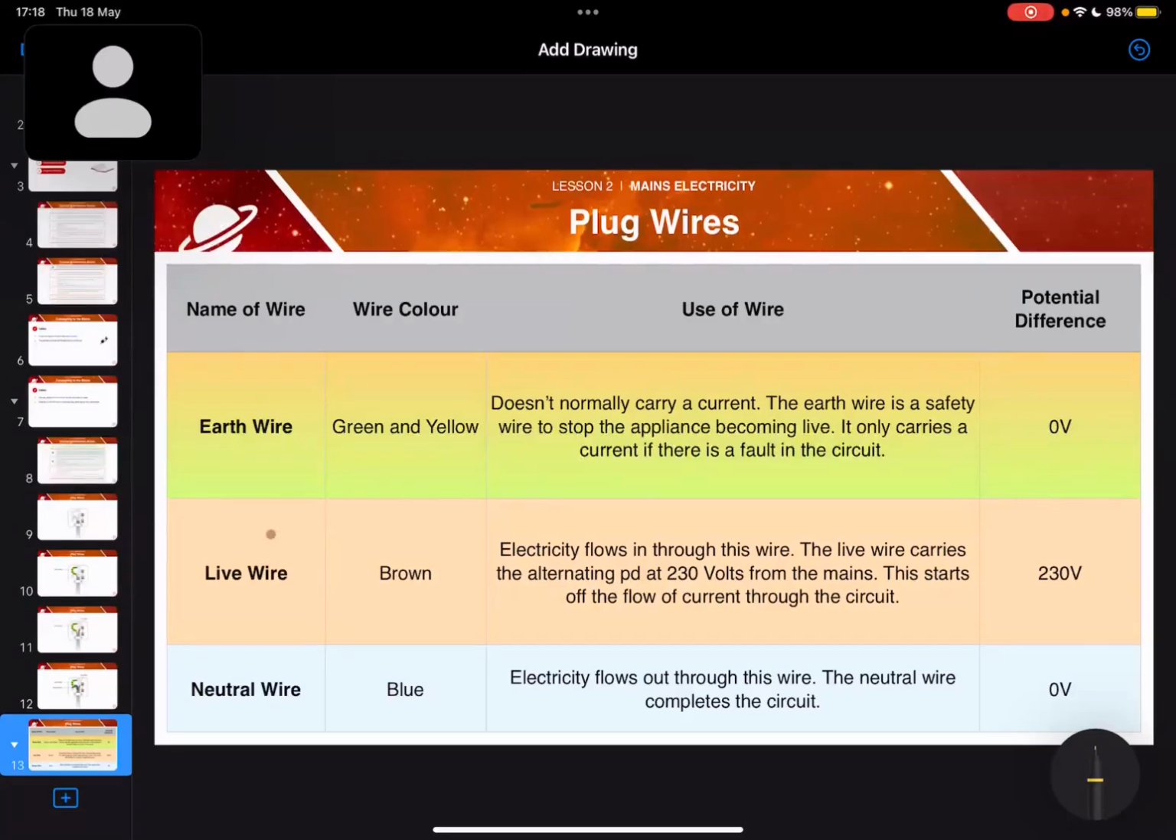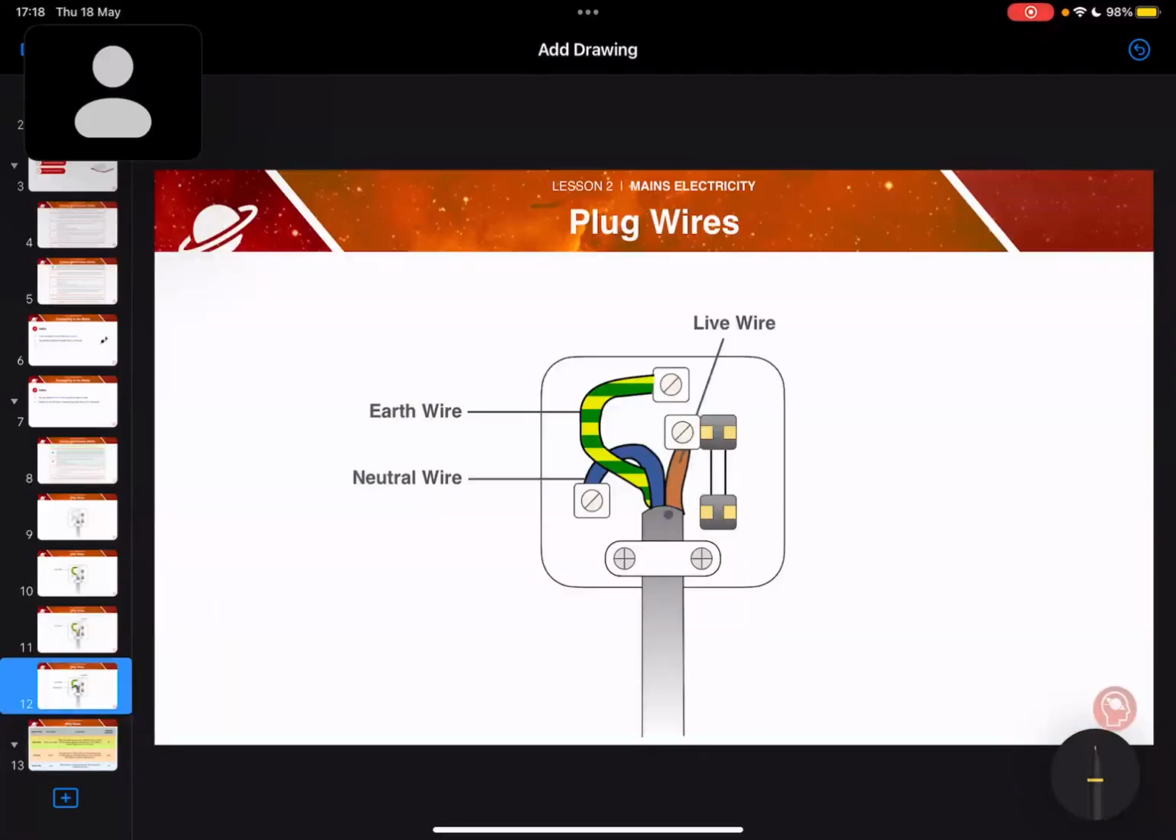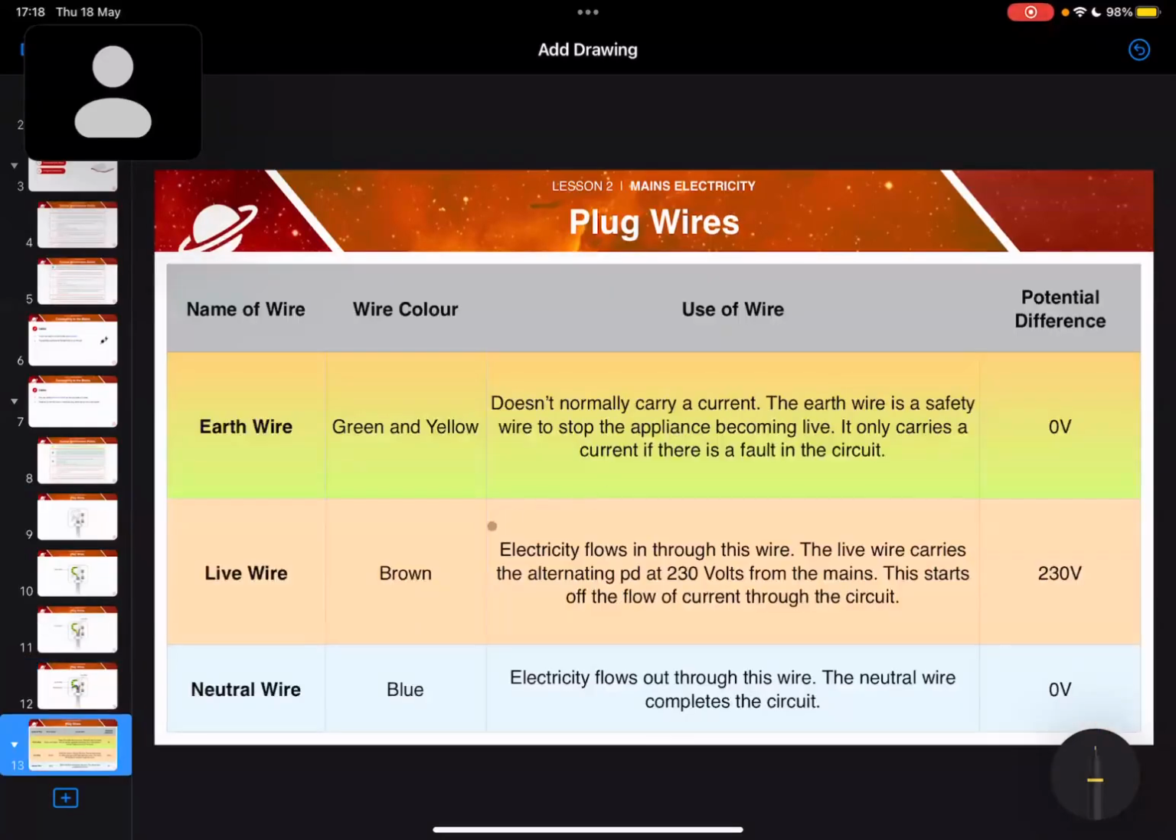The live wire is the second one that we need to talk about. This one, the brown one here. Essentially, that is the wire that carries the potential difference and the current. That is what will power your toaster, for example. In the UK, a live wire connected to the mains will have a potential difference of 230 volts, which we've already talked about. This starts off the flow of current through the circuit. So the live wire is essentially the wire that conducts the electricity through a circuit, and in the UK the potential difference it carries is 230 volts.